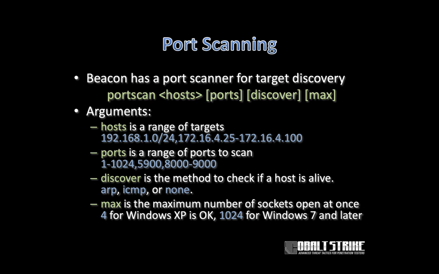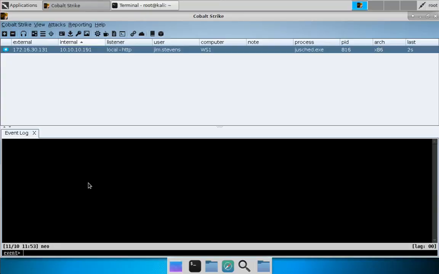Max is the maximum number of sockets open at once. And it's kind of funny, right? It shows you the age of the tool set when I have to say something about Windows XP. But if you are on a Windows XP or 2003 target, do not use a value higher than 4. Your port scanning will be very spotty. It will fail. You can use 1024 or more for Windows 7 and later. That's absolutely okay.